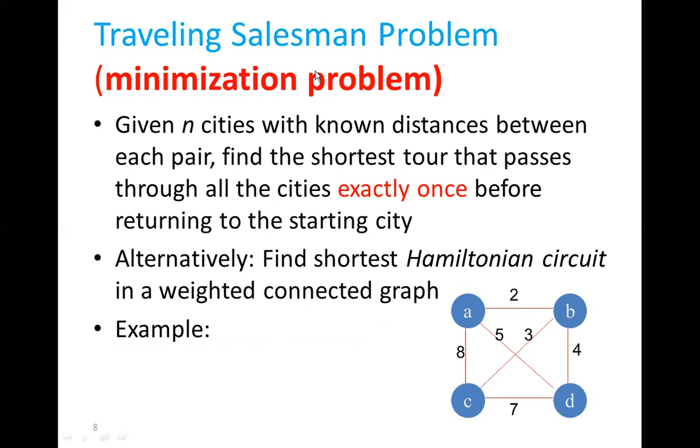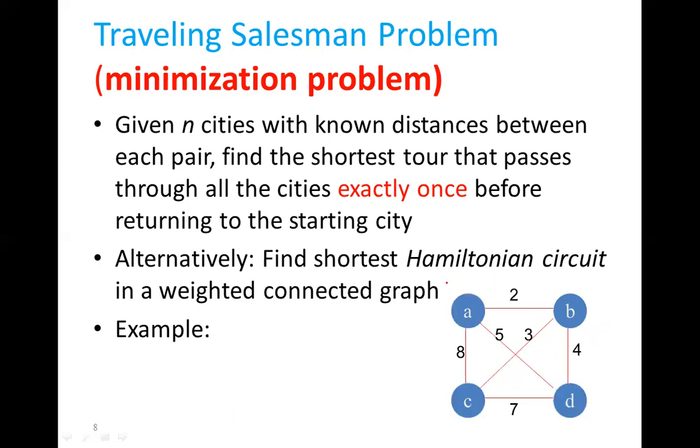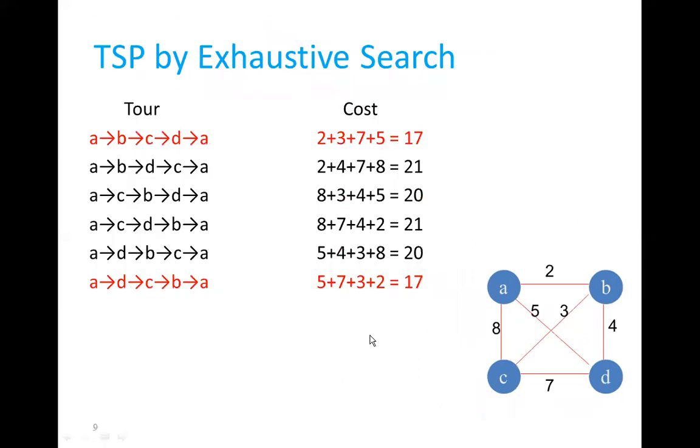So the salesman, he will go from the starting city, suppose it is A in this example, and he will go to visit all the cities exactly once before he returns back to the starting point, which is the city of A. So how can we solve this problem based on exhaustive search?